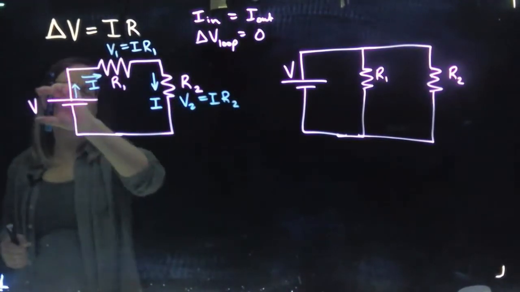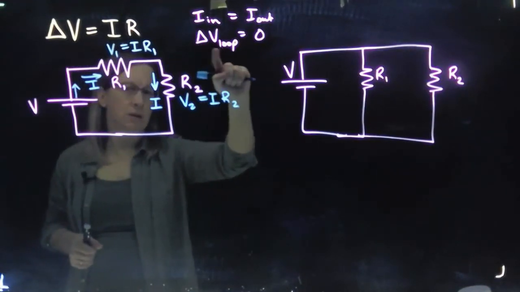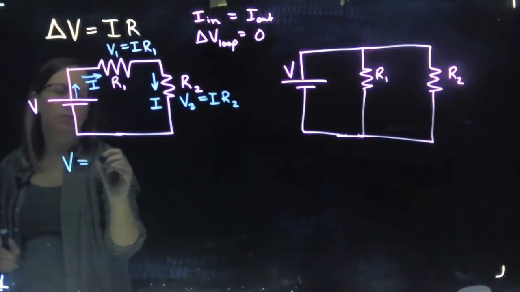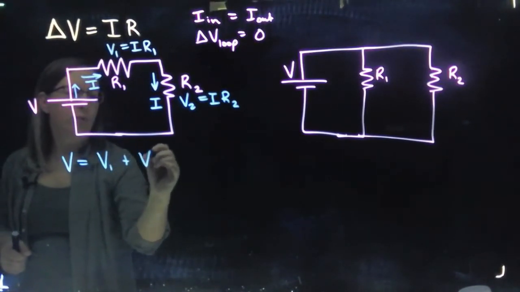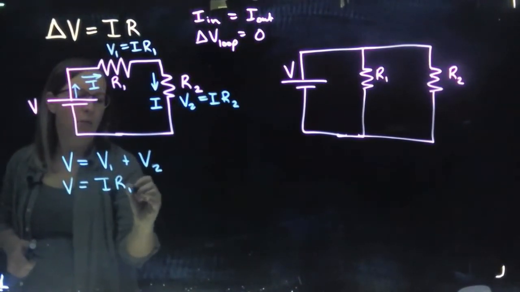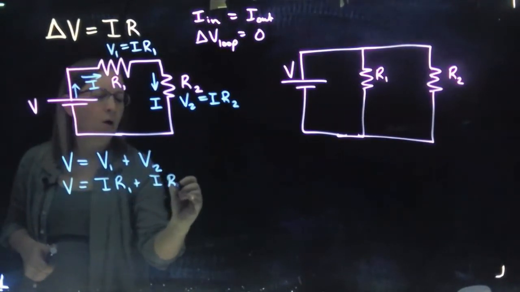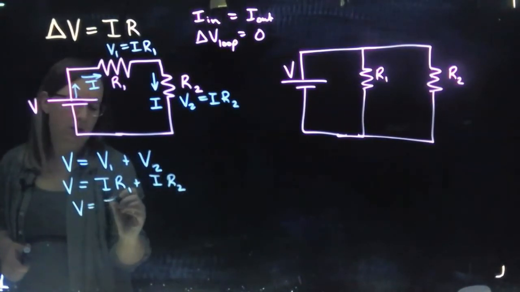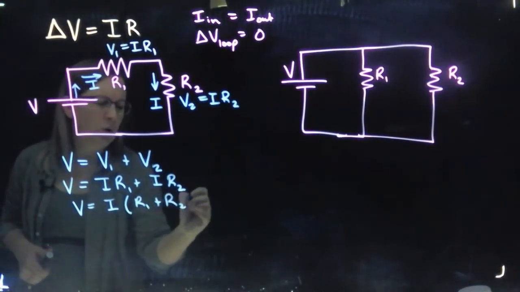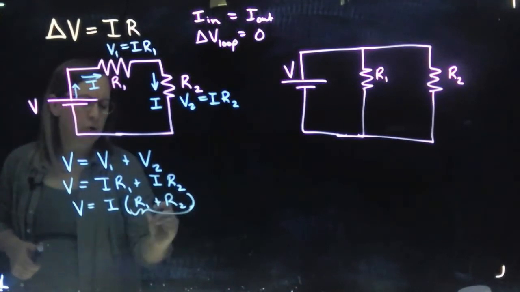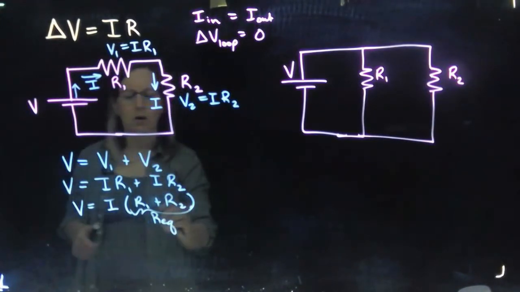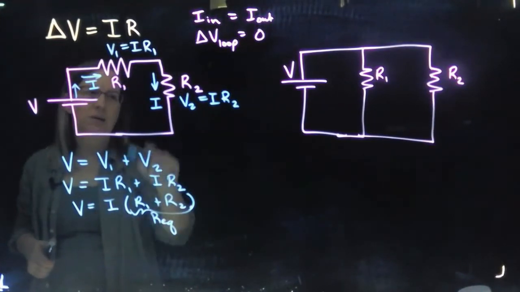This voltage right here, the delta V across here, V2, is going to be I times R2. And so the total voltage, using the voltage around the loop equals 0, says that our total voltage must be equal to V1 plus V2, or we say the total voltage is equal to I R1 plus I R2, which gives us V is equal to I, factoring that out, R1 plus R2. So R1 and R2 together equal an equivalent resistance.